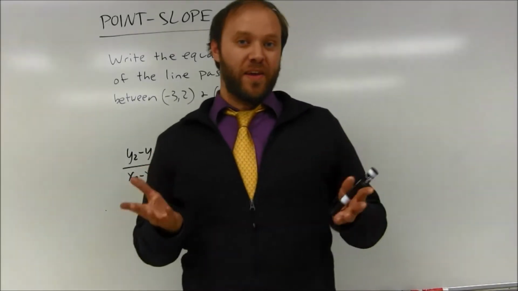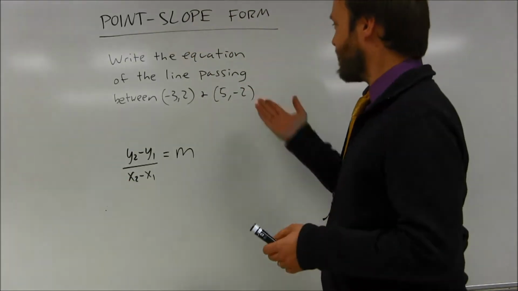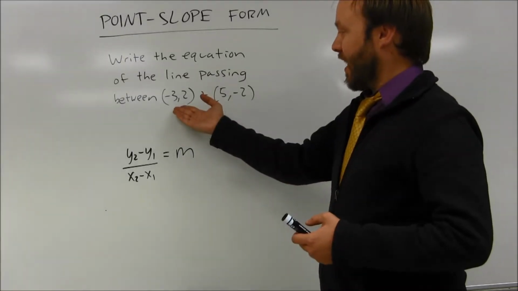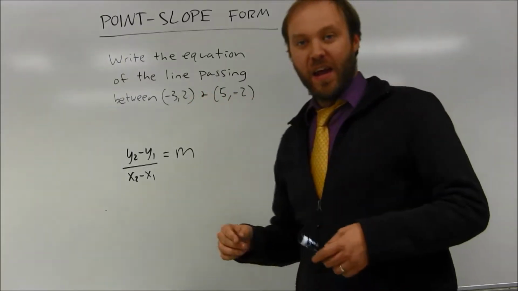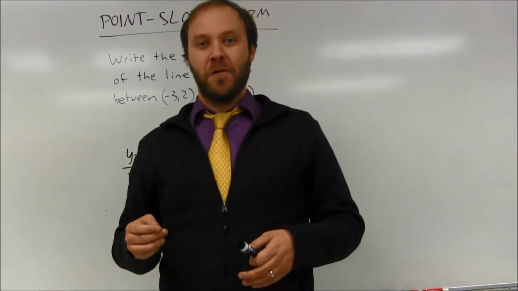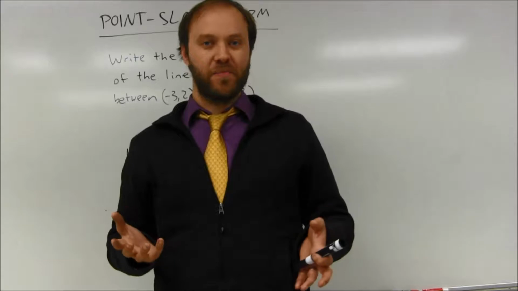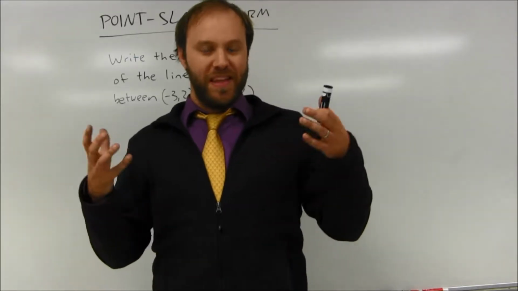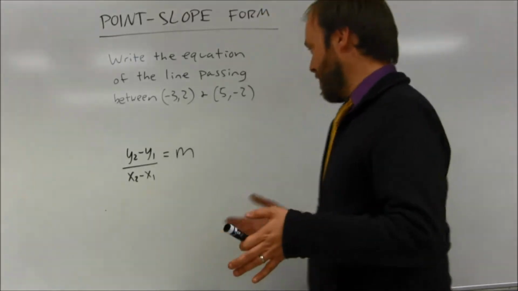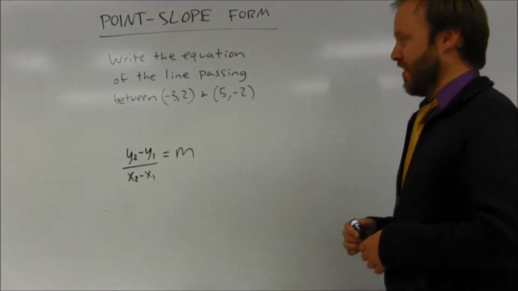Sometimes you're going to be asked to write the equation of a line, and so point-slope form really comes in handy. For example, if I want to write the equation of a line that passes through these 2 points, you could use slope-intercept form. You could calculate a slope. You could try to figure out what the y-intercept would be. It's definitely doable. But point-slope form is actually designed for people to use to write the equations of lines.